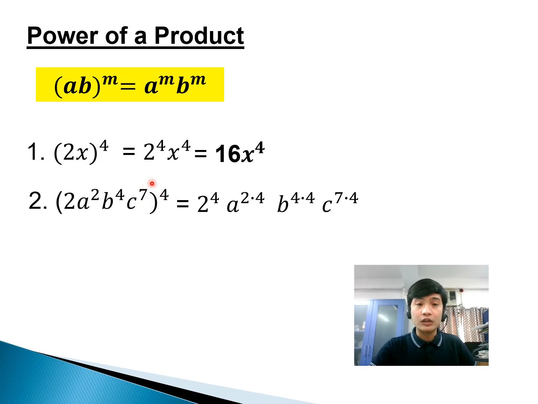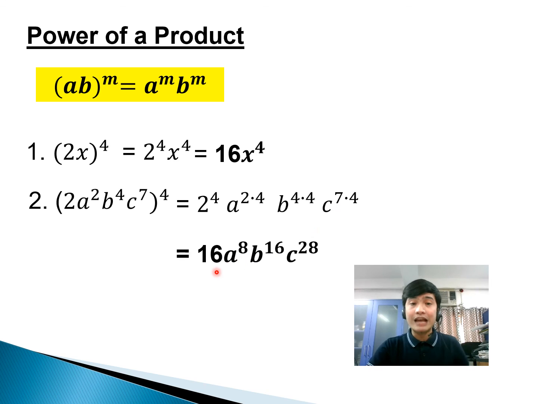So, naging 2 raised to the 4th power, naging a raised to 2 times 4, naging b raised to 4 times 4, naging c raised to 7 times 4. Simplifying this further, that is 16, a raised to the 8th power, b raised to the 16th power, c raised to the 28th power. So that is the power of a product rule in the laws of exponent.